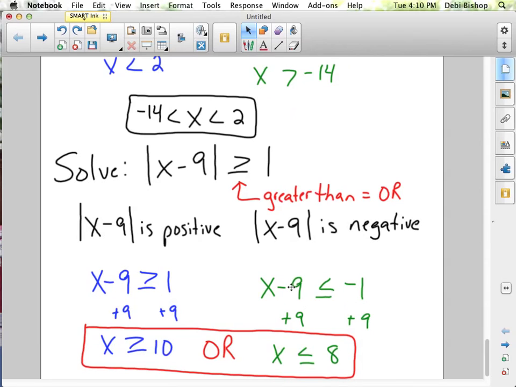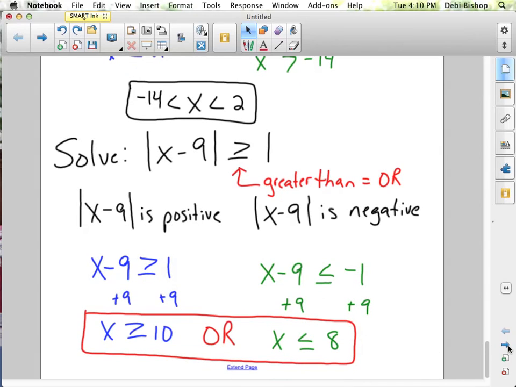Now it's my negative, so I flip my sign. x minus 9 is less than or equal to negative 1. Add 9 to both sides: x is less than or equal to 8. And again, or signs, because it's greater than 10 or less than 8.